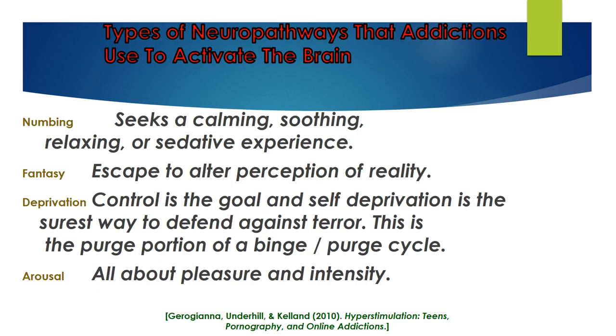Again, like we talked about, I'm hoping you're noticing there's a theme in this course, right? I don't just expose you to something once or twice. We tend to integrate it repeatedly. We talked about this in our last lecture about the different types of neural pathways. Numbing seeks a calming, soothing, relaxing, or sedative experience. Fantasy is escaping to alter their perception of reality. Deprivation and control is the goal. And arousal is all about pleasure and intensity. This is also from a paper around teens, so this happens for teens and adults.